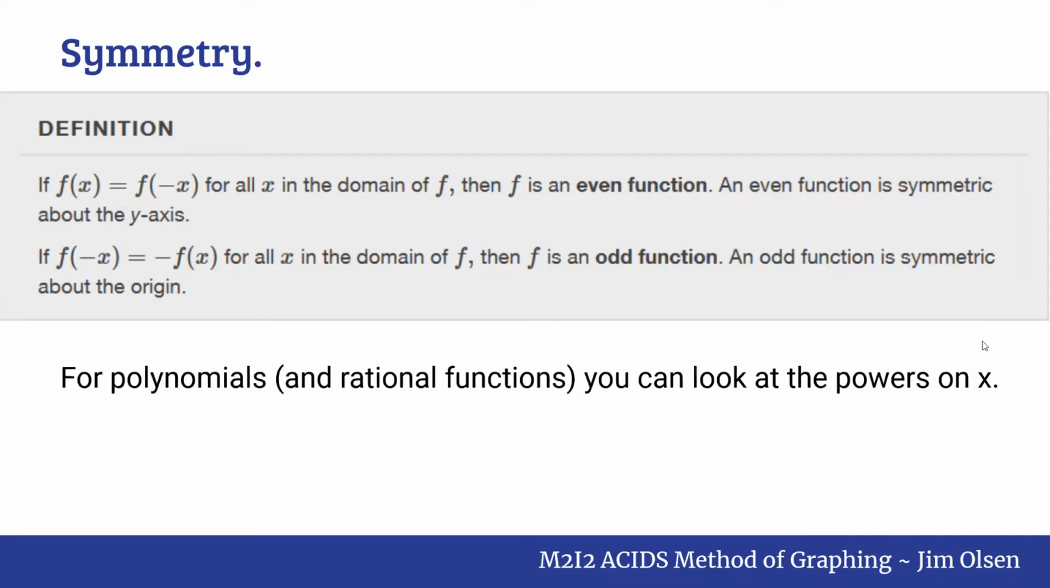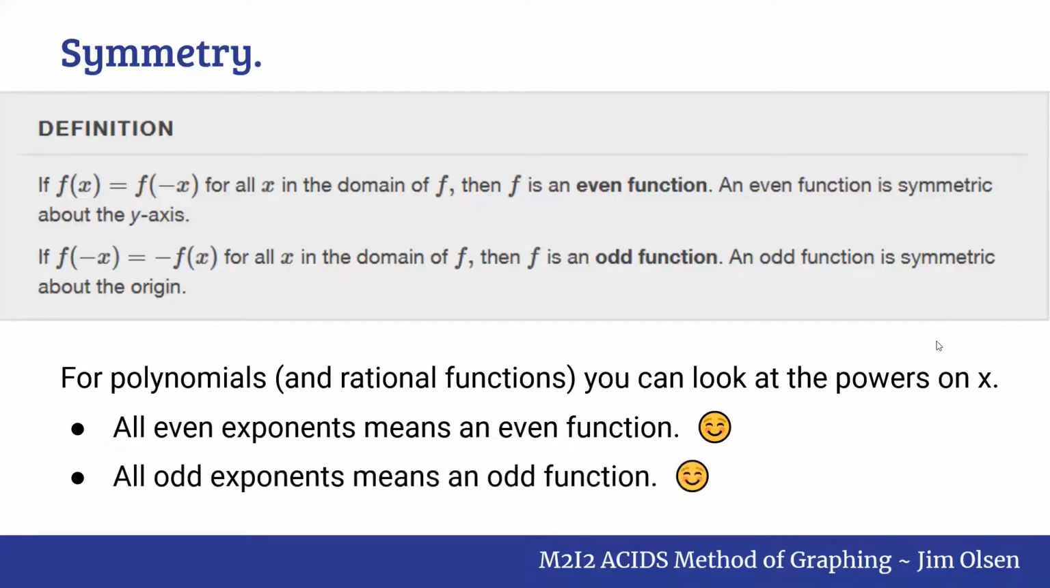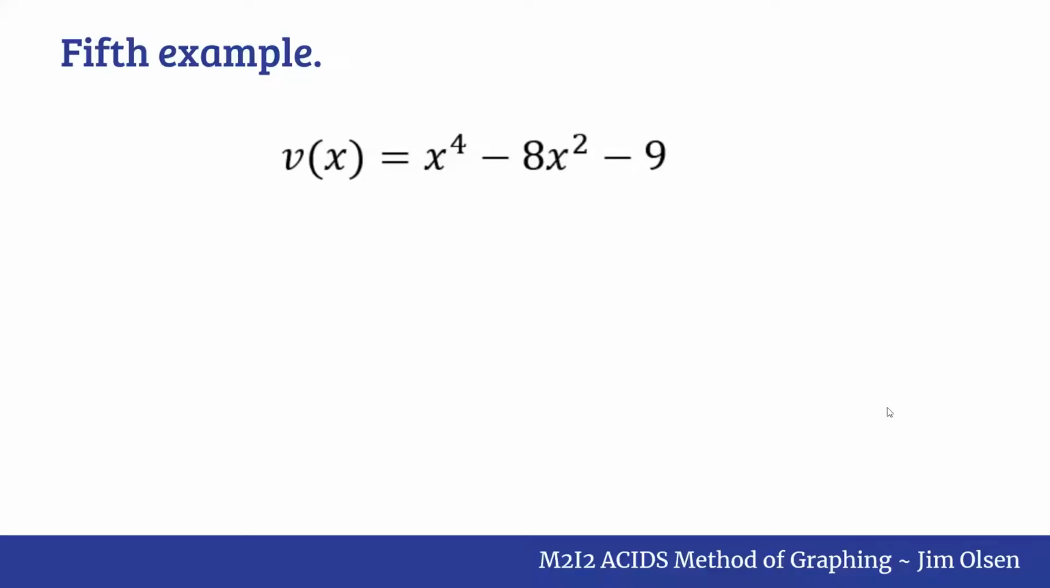The nice thing about polynomial functions and rational functions, you can look at the powers on x. If all the exponents are even, it means it's an even function. If all the exponents are odd, it is an odd function. And that is what we have here. This is x to the 4th. This is x to the 2nd. And actually, the constant is 9 times x to the 0. This is an even function. So let's switch over to the camera and graph this function.